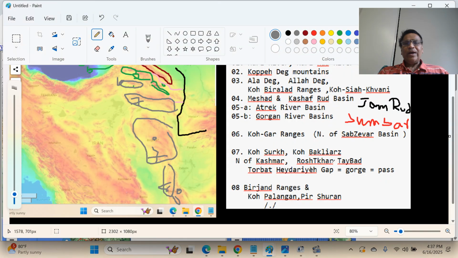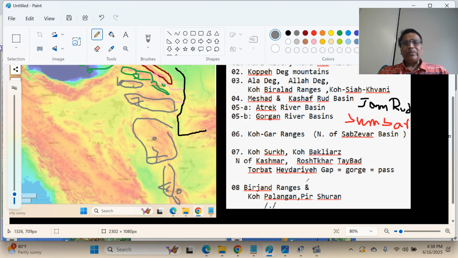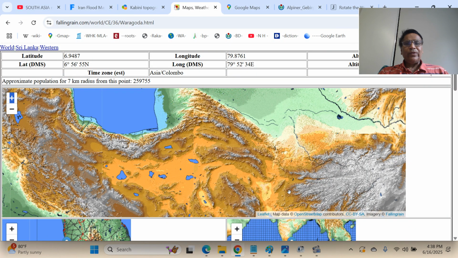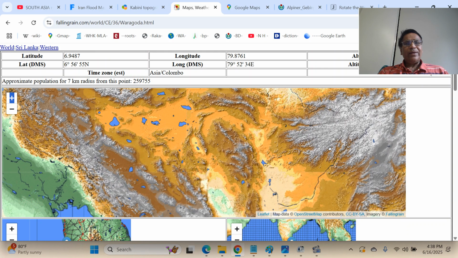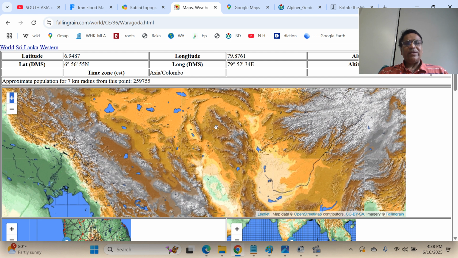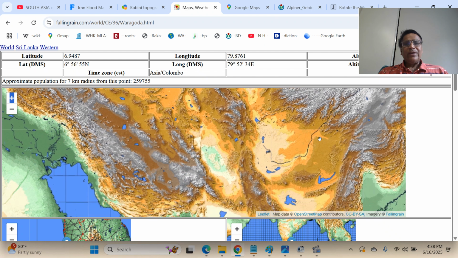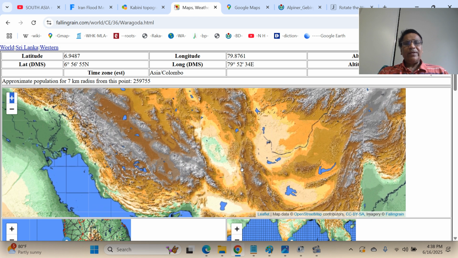The Kuhgar mountains near Sabzevar. So this is Sabzevar town, this is the Kuhgar mountains, and north of Kashmar and the Heydariyeh gap, there are mountains called Bakharz and Khoshurk. Bakharz, Khoshurk, and this is the Dasht-e Kavir, inland salt lake desert basin region, the Dasht-e Lut emptiness region. This is Birjand town, historic. So this is the Birjand mountains. The Sistan Basin here, this is the Helmand River, the Farah River is not visible. These are the Palangan, these are the Pir Shuran.